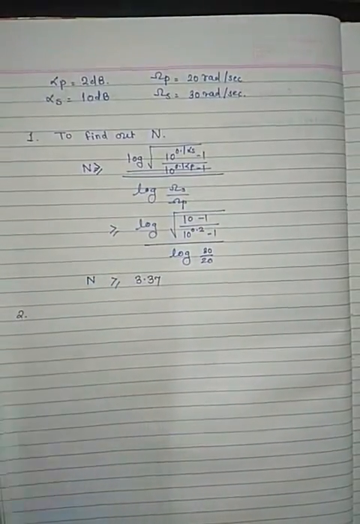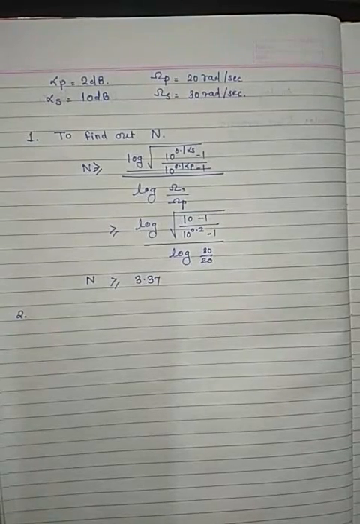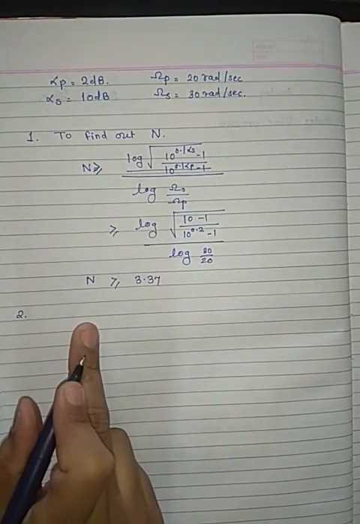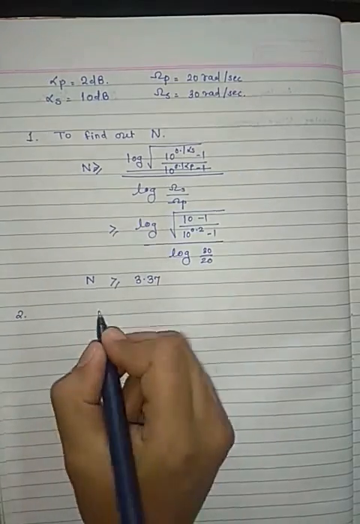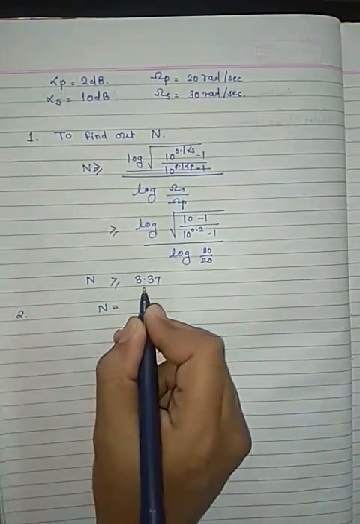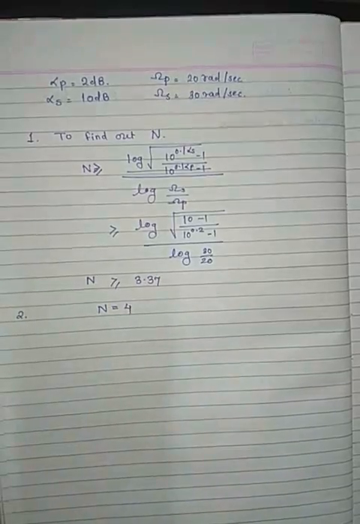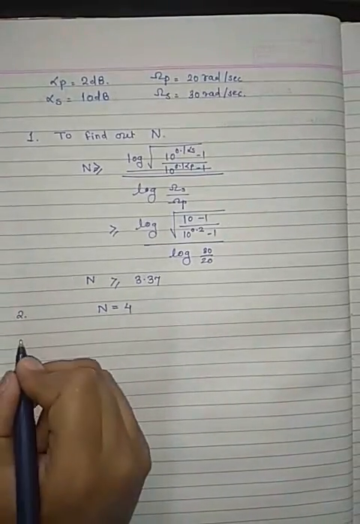So what is our second step? We have to round off N to the next higher integer. So we round it off to the next higher integer, that is 4. This is our second step.